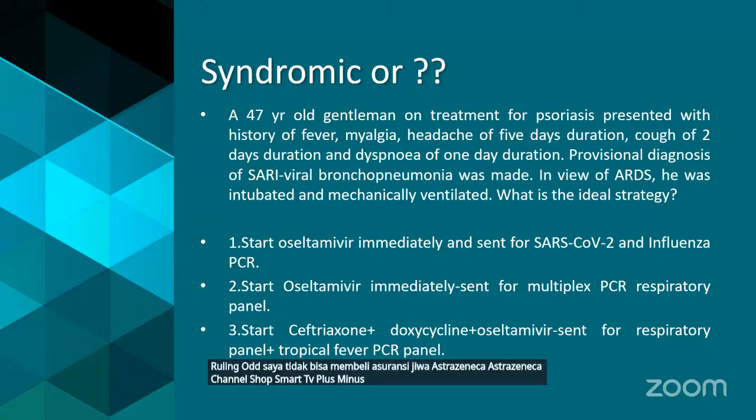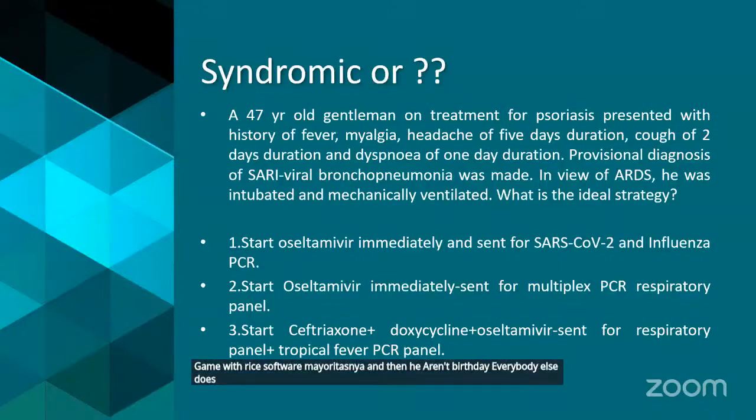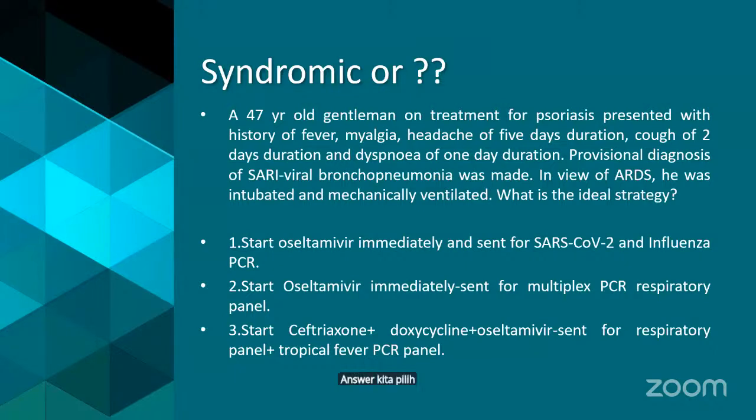So, basically, this was a gentleman who came to one of the hospitals in Kerala in 2023 with features of fever, myalgia, headache of 5 days duration. And then he developed a viral bronchopneumonia-like presentation with dyspnea. On day 5 he presented with dyspnea, so a provisional diagnosis of severe acute respiratory infection, bronchopneumonia was made. And since the ABG suggested ARDS, he was intubated and mechanically ventilated.